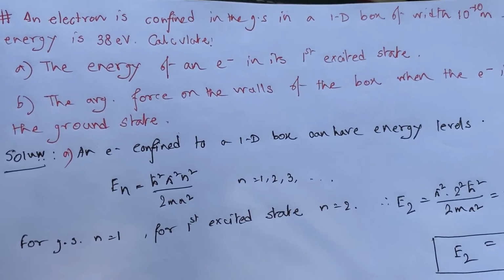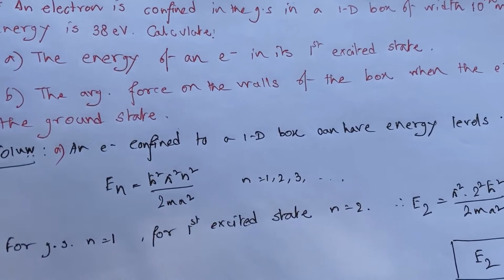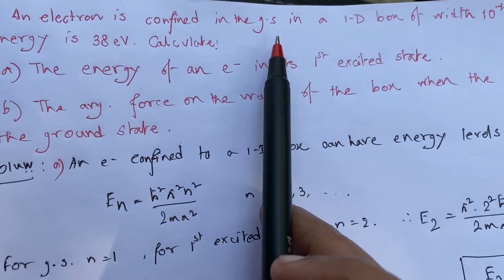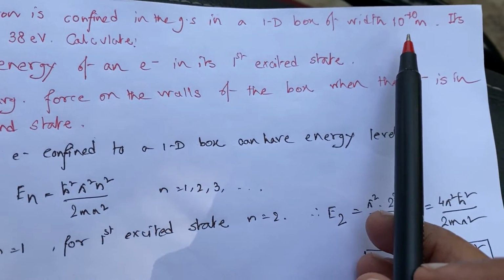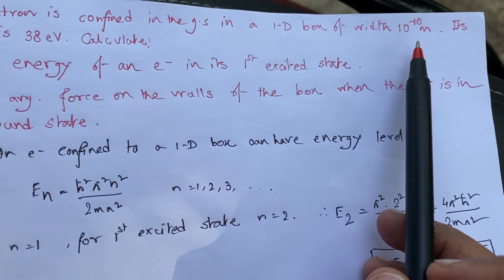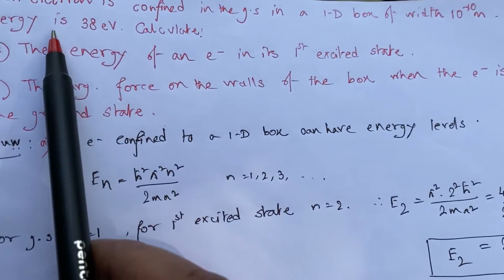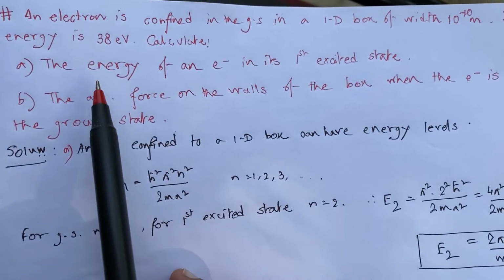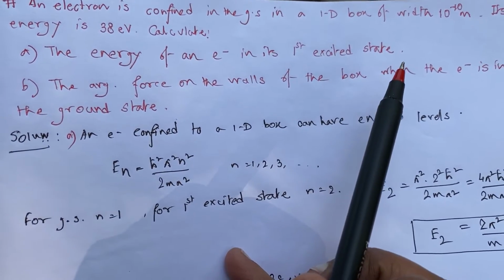Let us do a variation in the particle in a box problem. We are now dealing with an electron which is confined in the ground state in a one-dimensional box of width 10 to the power minus 10 meter, which is the order of the size of an atom. This is angstrom. Its ground state energy is 38 electron volt. We need to calculate the energy for the electron in its first excited state.